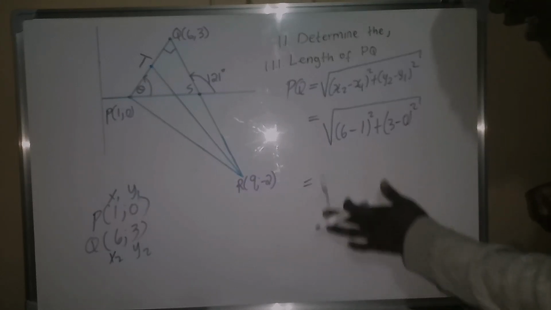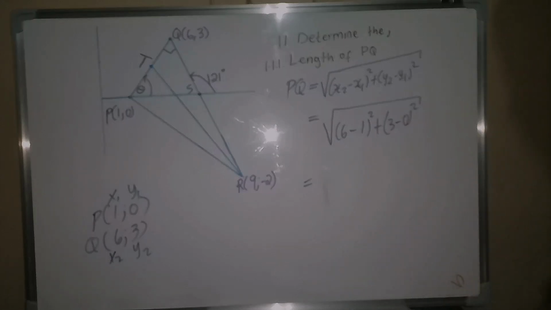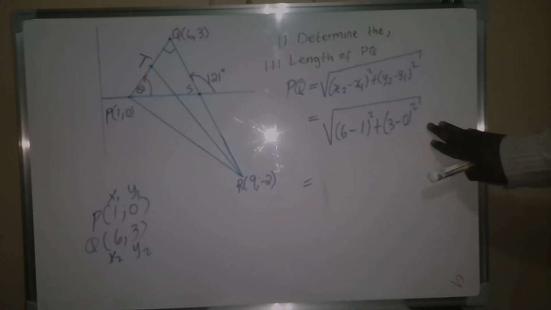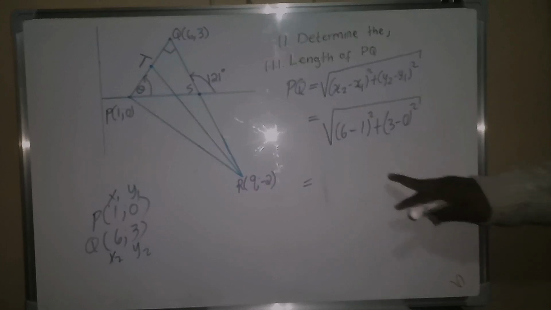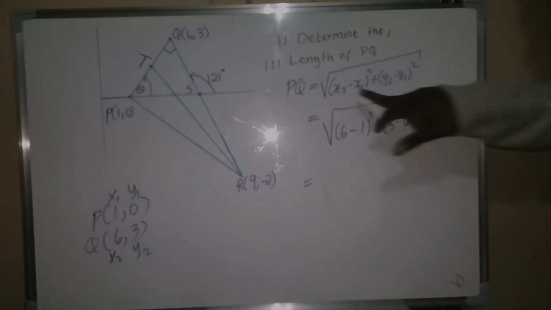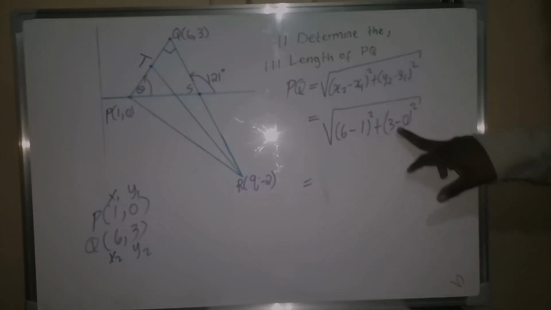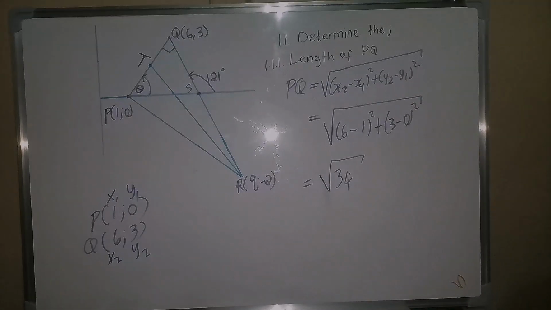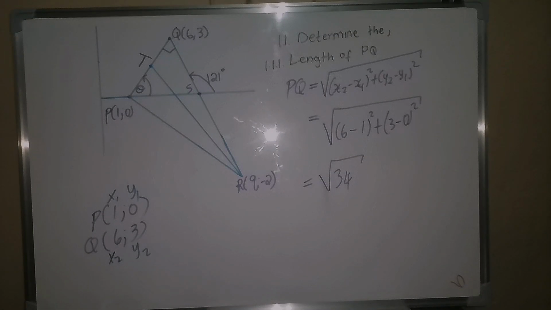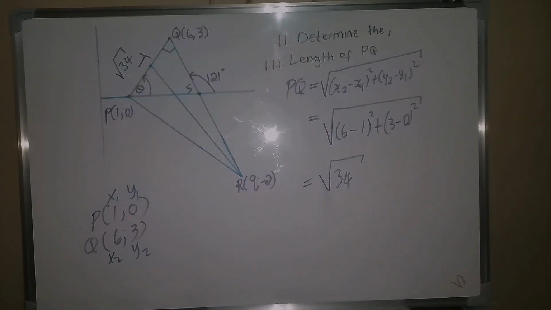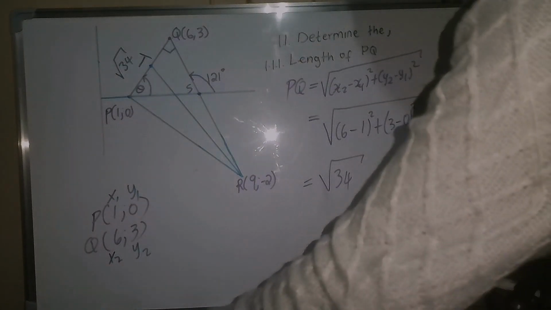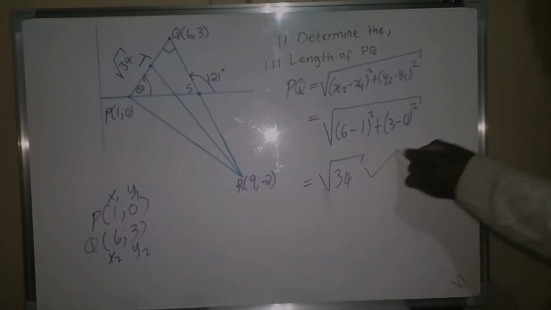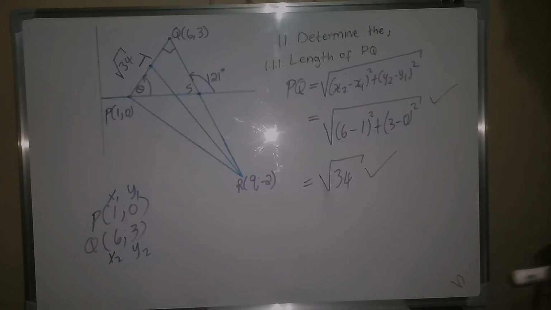Then on your calculator, guys, without wasting any time, just put everything you see in here inside the calculator: square root of (6 minus 1) squared plus (3 minus 0) squared is equal to the square root of 34. You are done. This is the length of PQ, the square root of 34. This is for 2 marks. They will mark like this in the examination. You have to show the substitution and the final answer in the examination. I hope you understand it, guys.